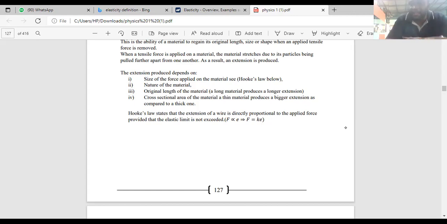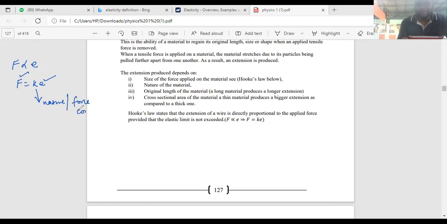And the elastic limit is how far it can be elastic, or how far the molecules can allow the deforming force to act on them without losing their elastic potential energy, as we shall see. So with that definition, we can talk about the following. Hooke's law says that force is directly proportional to extension, and with this, the force is equal to Ke. That is why I've said it depends on the extension, the force applied, and the nature of the material. The nature of the material is predicted by the force constant K.